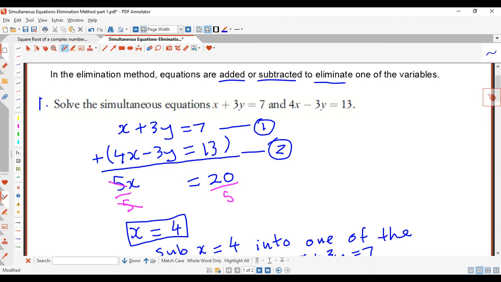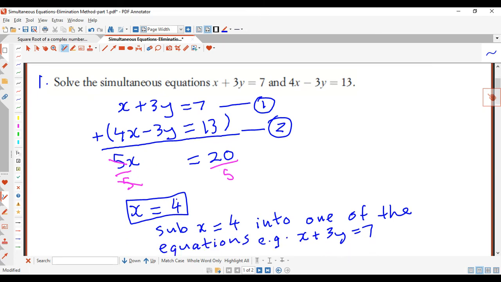Then you eliminate one of the terms. You eliminate the matching terms. So you'll see the 3y there and the 3y there matching, because I've got a plus and a minus sign there. They're opposite in sign, so you're going to add them together. Okay.